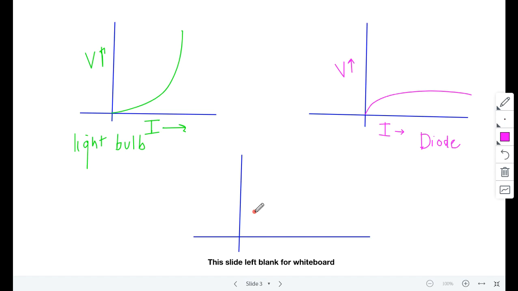And this is also not going the right way because it's not an ohmic conductor. Because, as you said, it was only going one way, the current only goes one way.